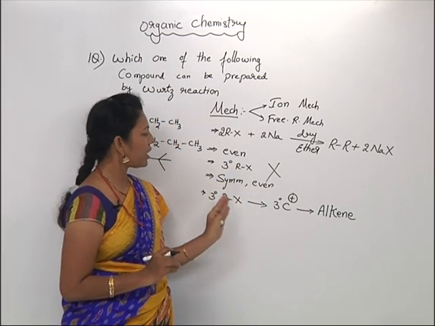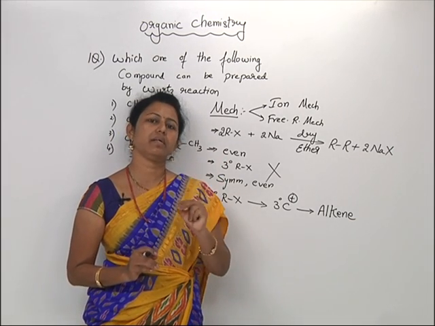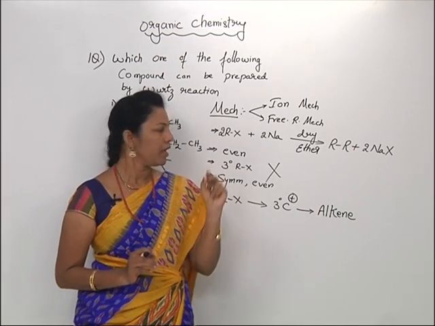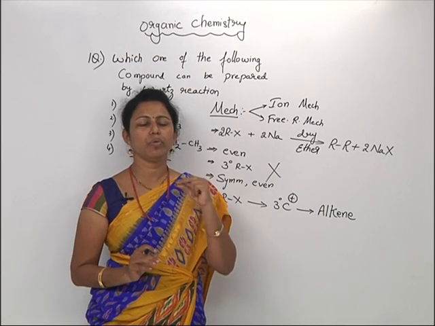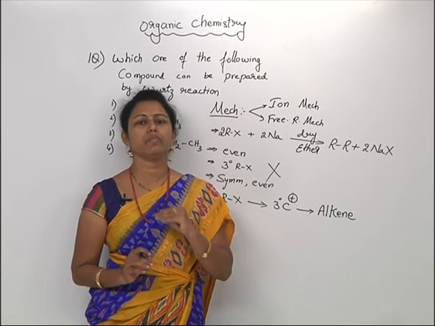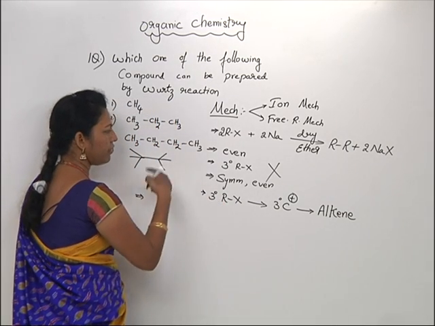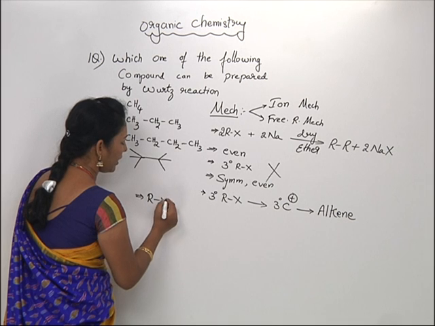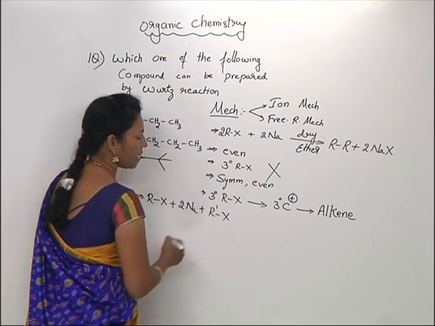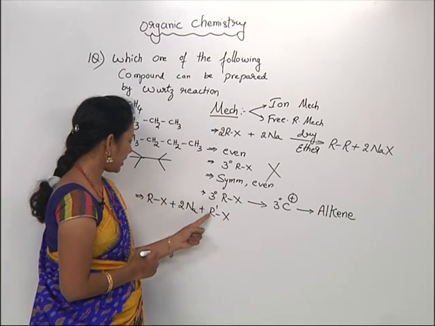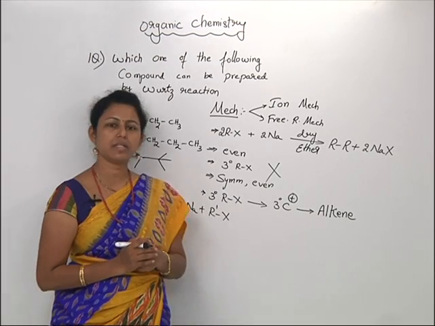So what type of alkyl halides can we take? Except tertiary, primary and secondary alkyl halides can be taken. Now why only even number of carbon containing compounds? Let us take a different alkyl halide. Suppose we take alkyl halide RX plus 2Na and R'X. I have taken two different alkyl halides: one is RX and the other is R'X.